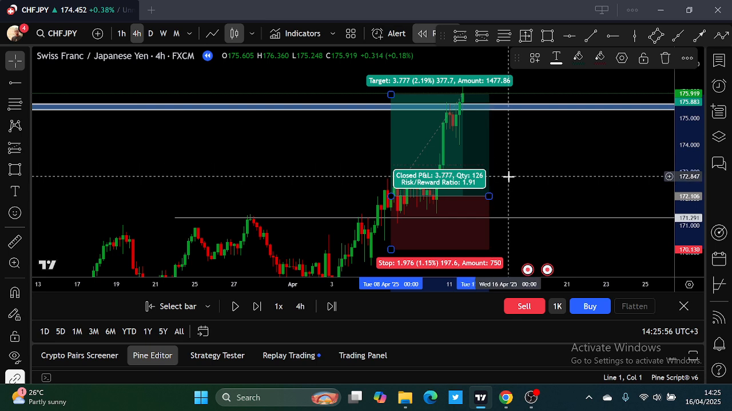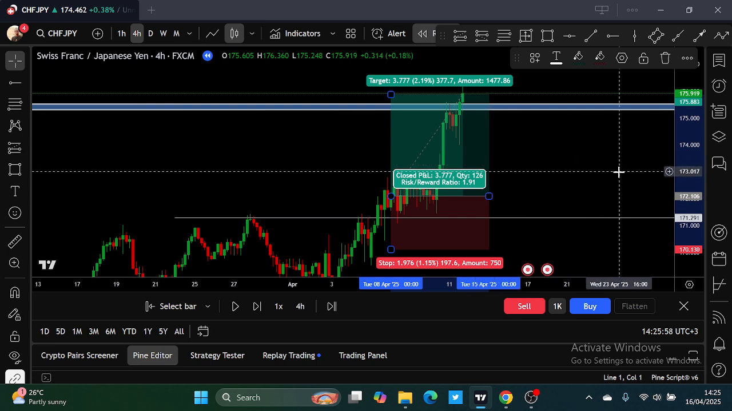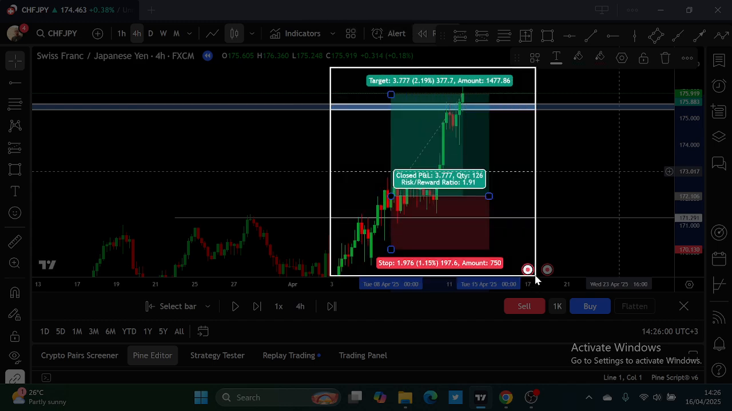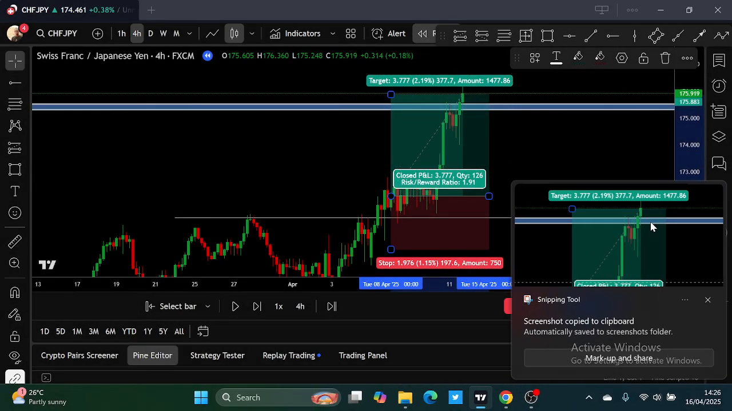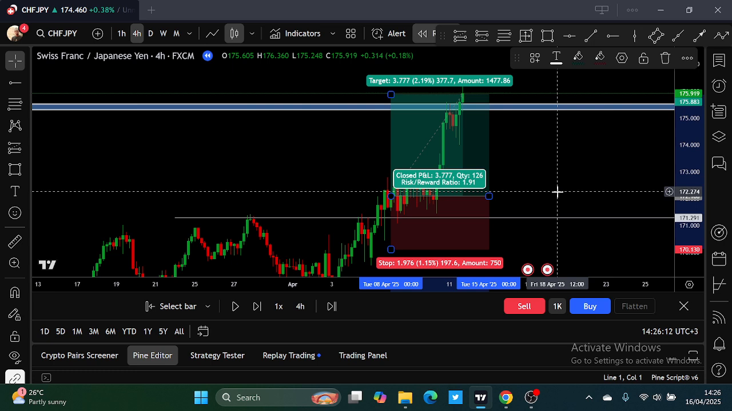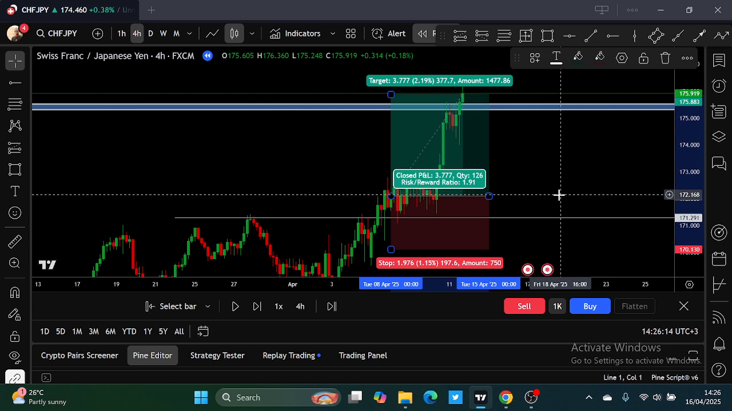So which means in most cases you're going to see these trades playing out and you're going to be able to profit from such trades. This is a trade that I took and it made me some good profit, though the lot size was not that big, but it made me some good profit.